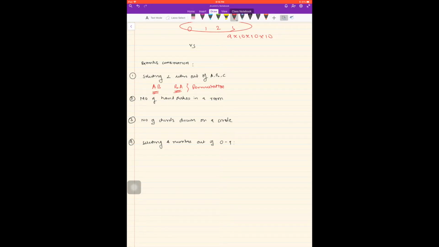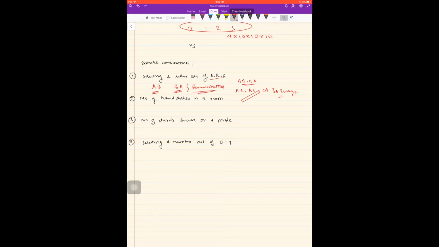But we are not concerned about permutation here. We are more concerned about combination. In combination, A, B and B, A would refer to the same selection. So in this case, you can have either A, B, B, C, or C, A. These are the only 3 ways in which you can select 2 letters out of these 3 letters.